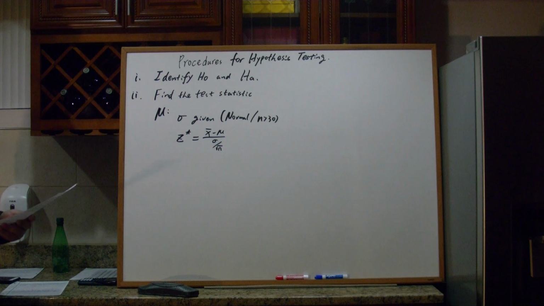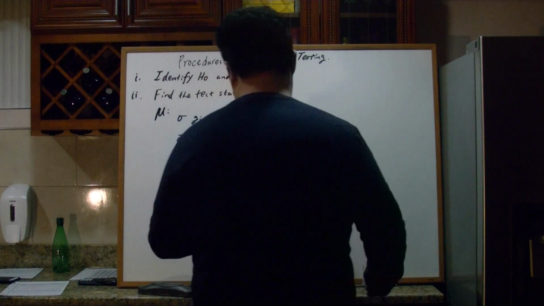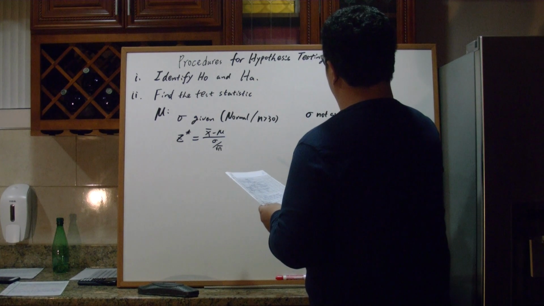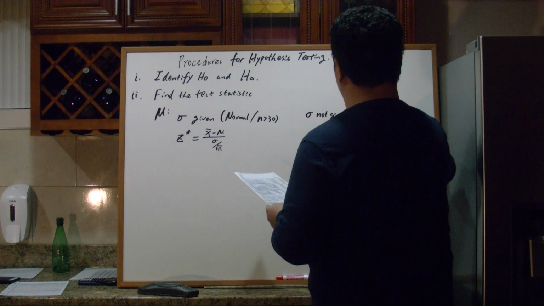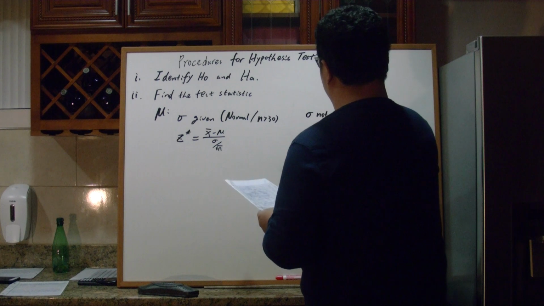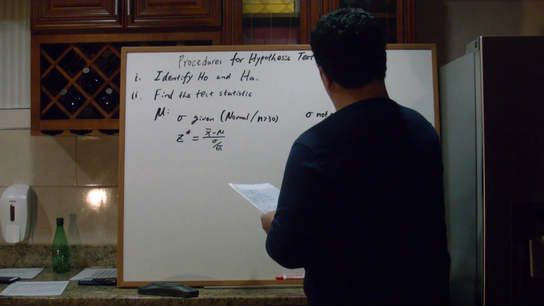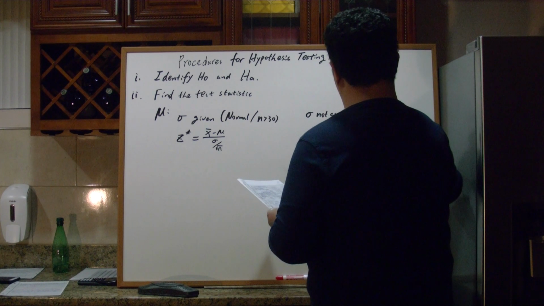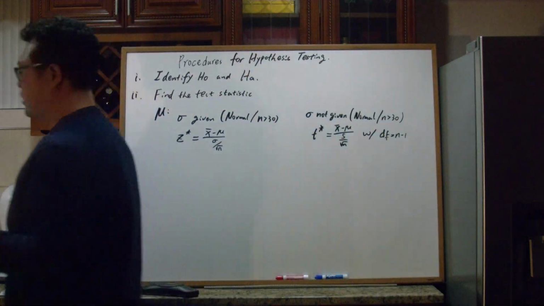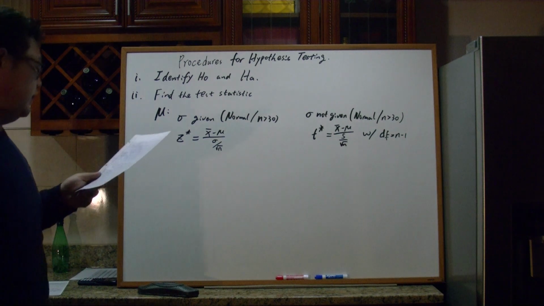So when sigma is given, and the population is normal or the size is large enough, could be both, then we follow the z-test. If sigma is not given, but still the population is normal or the sample size is large enough, we use the t-test. Of course, for the t-test we will talk about the degrees of freedom, and that is sample size minus 1.